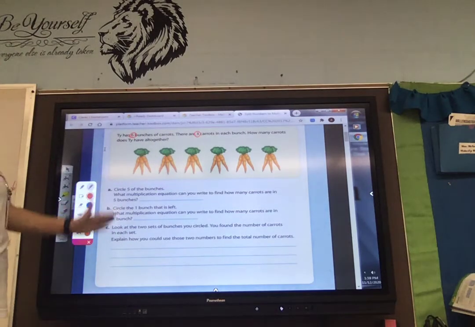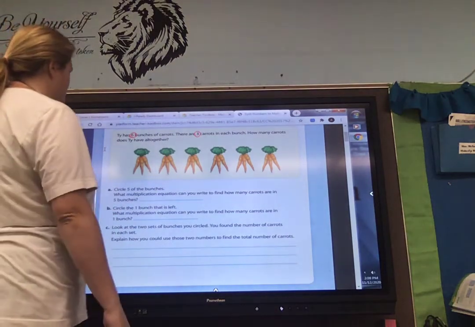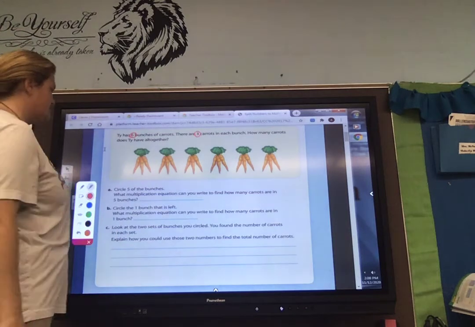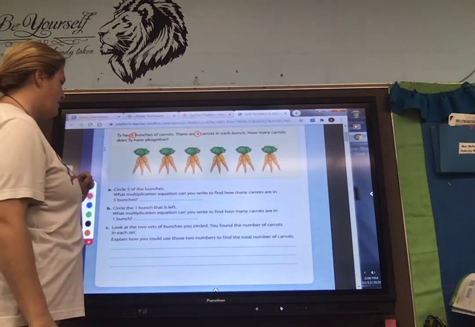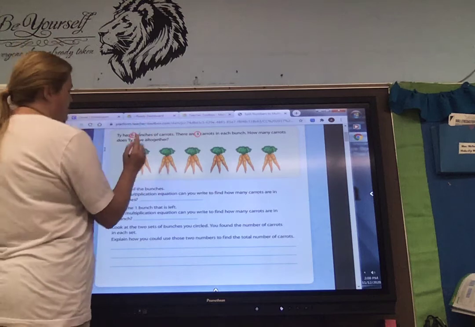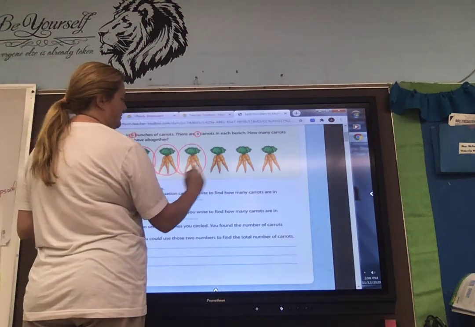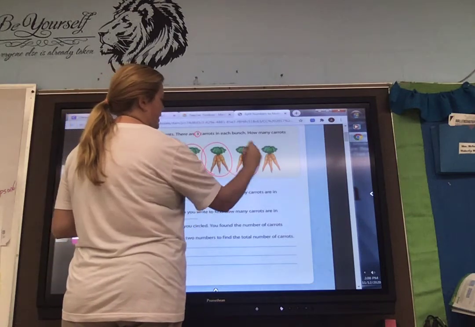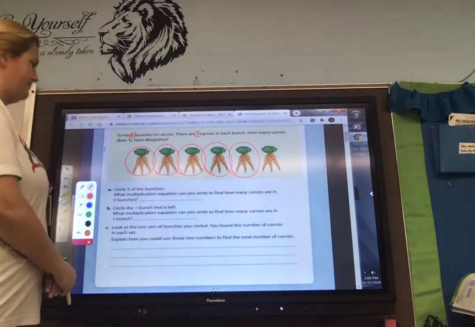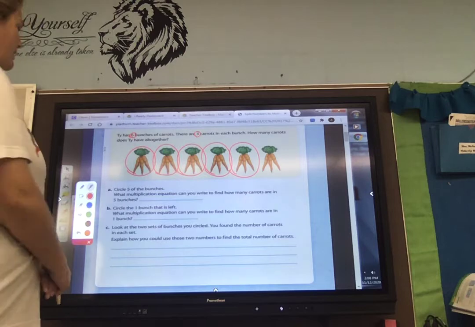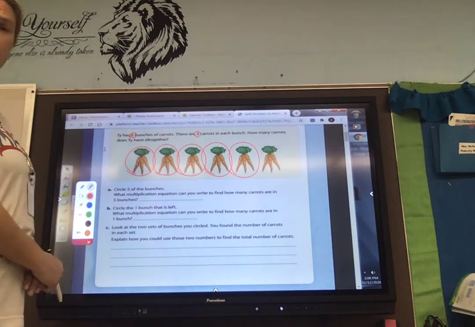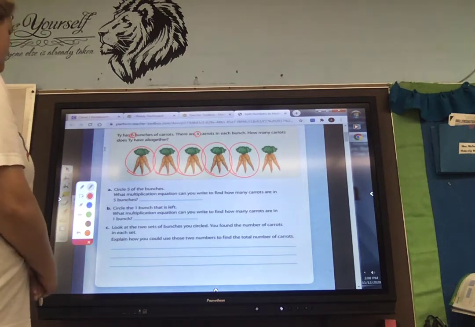So we're just going to follow this step by step and do what it says to do. A tells us to circle 5 of the bunches. So only 5. 1, 2, 3, 4, and 5. There's my 5, okay? Y'all see? I hope you can see that. We circle 5 of the bunches.